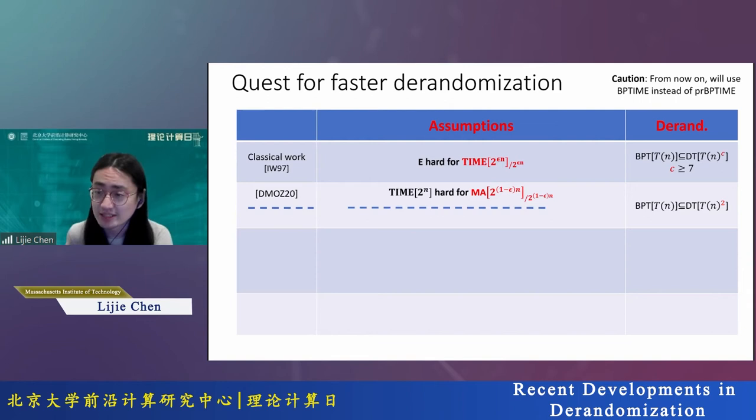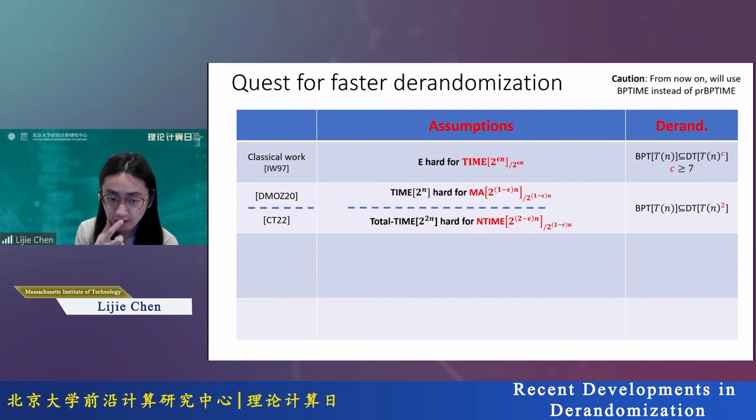And recently, there's very interesting work, starting with Doron, Moshkovitz, Oh, and Zuckerman. They prove that assuming 2 to the n time is hard for non-uniform learning protocols, you get a quadratic derandomization. This is very interesting because now you have improved the exponent from at least 7 to only 2. And quadratic is much closer to being practical. But still, the question is what's the right answer for the fastest derandomization. Can we improve this quadratic to maybe almost linear time?